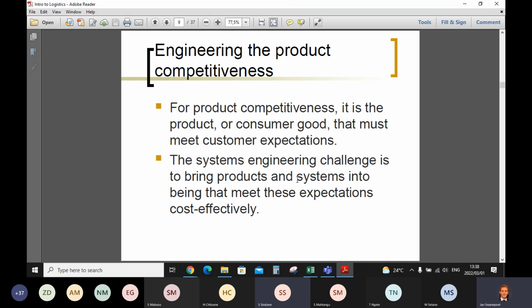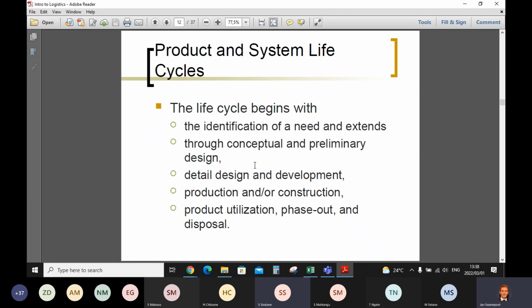I want to get to one slide, so we'll carry on here on Thursday. I just want to carry on with this slide, right? So when we talk about life cycle, what does that mean? A life cycle is the identification of needs. We must know what the client wants. And then we do conceptual design and preliminary design. This might include prototyping. Then we do detailed design and development. And this is where our supply chain and all of that starts to come in. And then obviously production and construction.